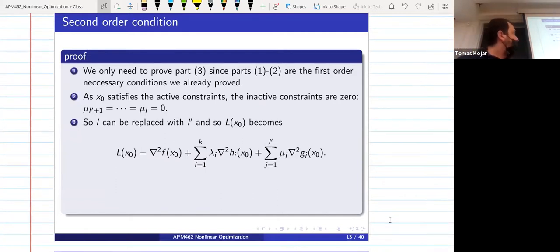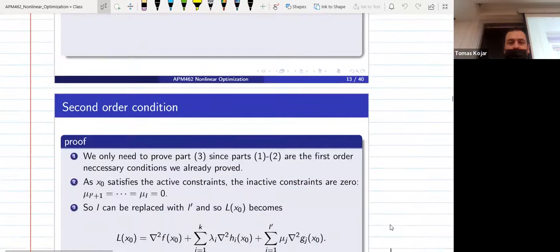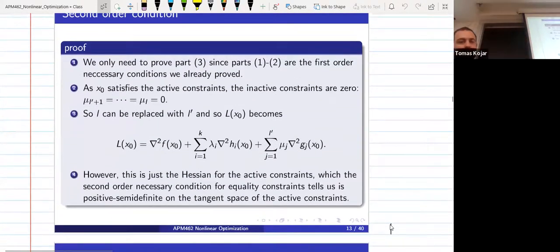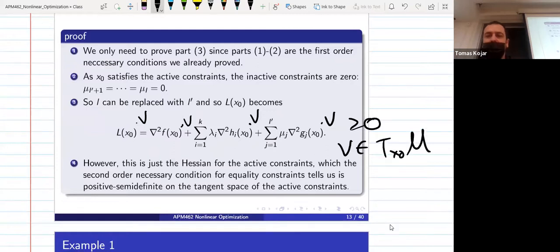Right, so this is our guy, and I'm going to show you that this is positive semi-definite, it could be 0, because any linear function is convex. So this is the Hessian. Anyways, we'll talk about it. If you remember, all I need to show you is that this guy dotted with V from the tangent space would be non-negative. So T at x naught of M.